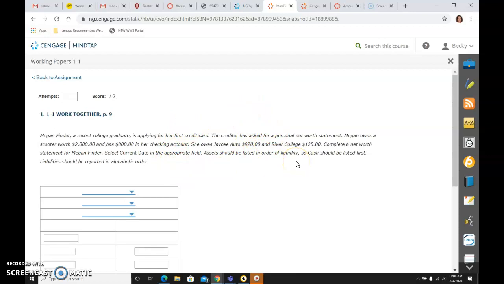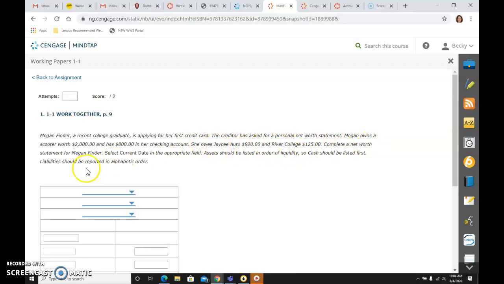Megan Finder, a recent college graduate, is applying for her first credit card. The creditor asks for a personal net worth statement. Megan owns a scooter worth $2,000 and has $800 in her checking account. She owes JC Auto $920 and owes River College $125. So we know that these are assets because she owns them. We know these are liabilities because she owes them.